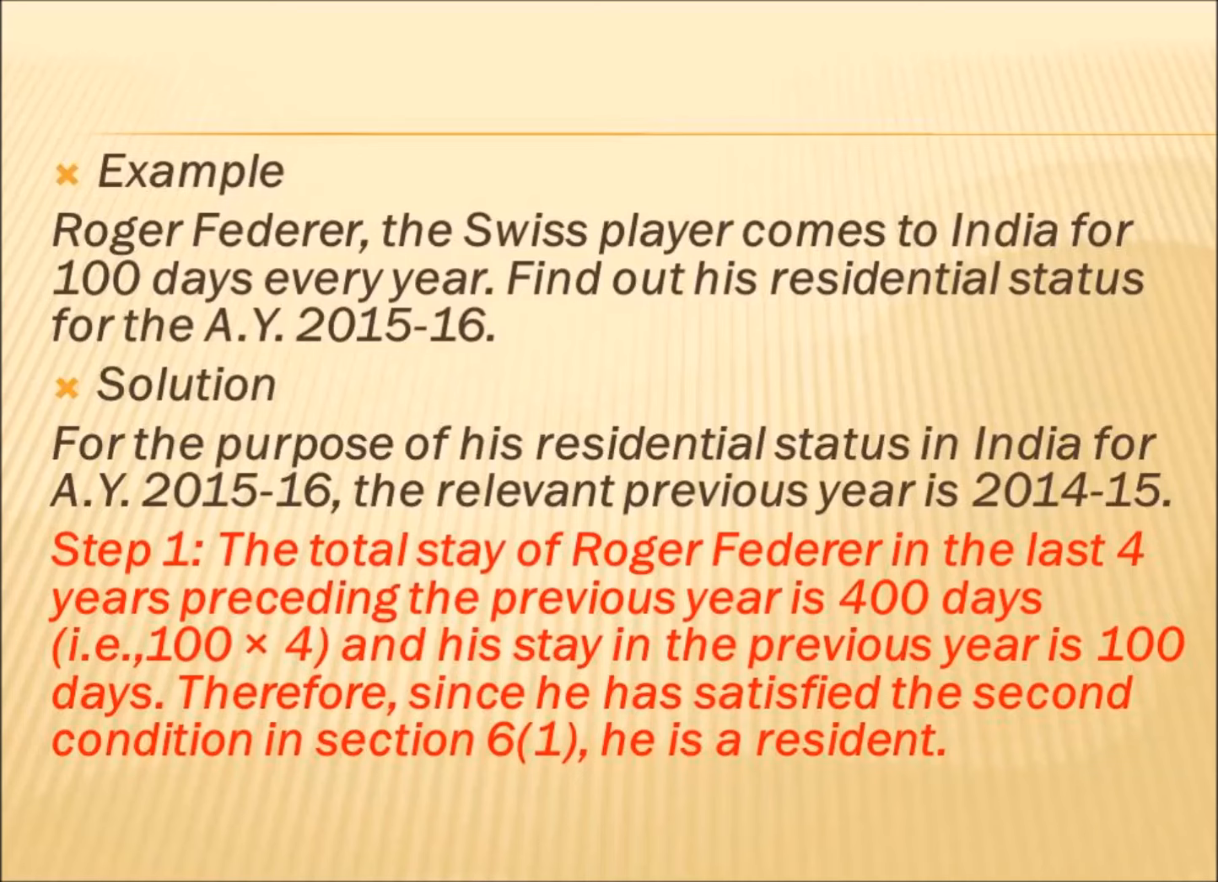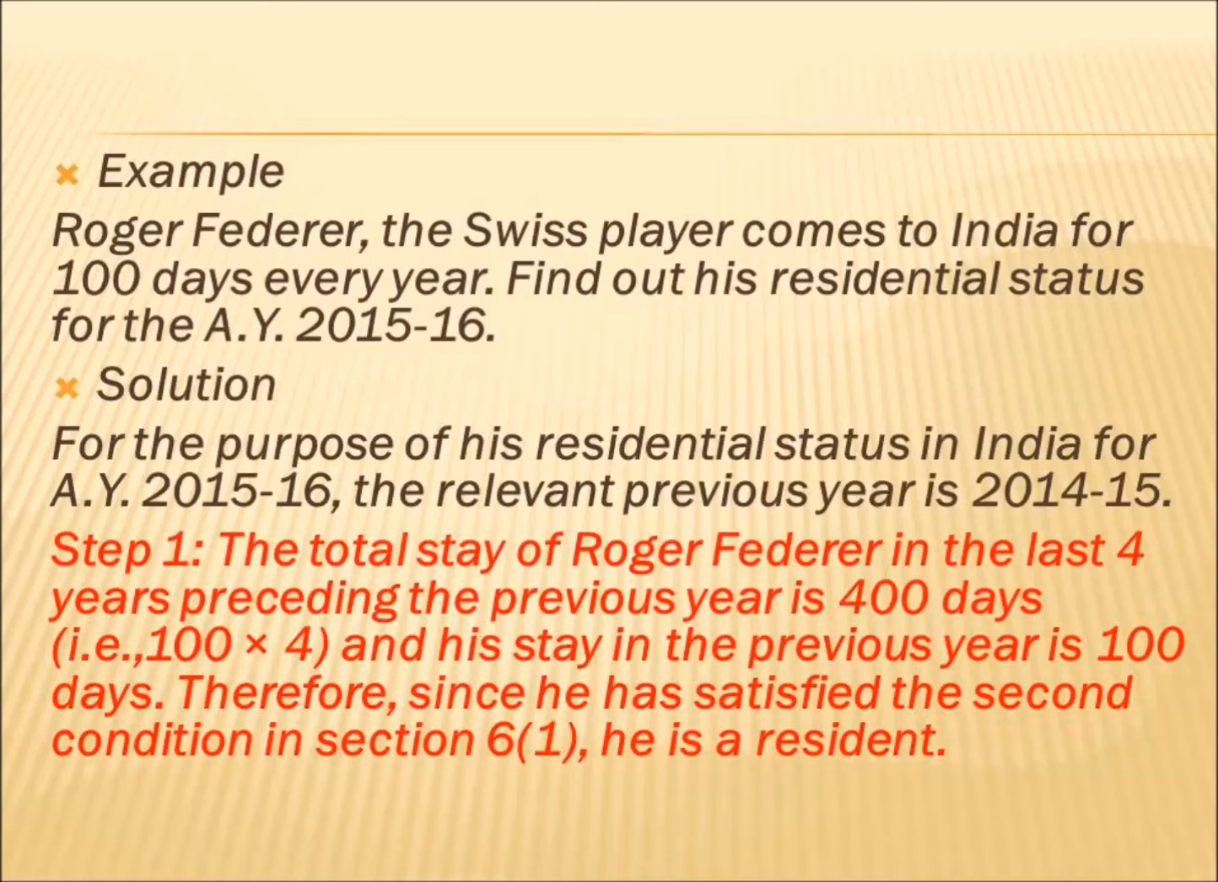So now you understand the concept more clearly, how this works. First of all, we see the first condition of 182 days or more in the previous year. And since in this question it is given that he was only here for 100 days every year, this condition does not apply to Roger Federer. So we have to see the second condition, because it is given under section 6.1 that he has to satisfy any of the two conditions. If condition 1 is not satisfied, we will see condition 2. So let us go to condition 2 in this question.